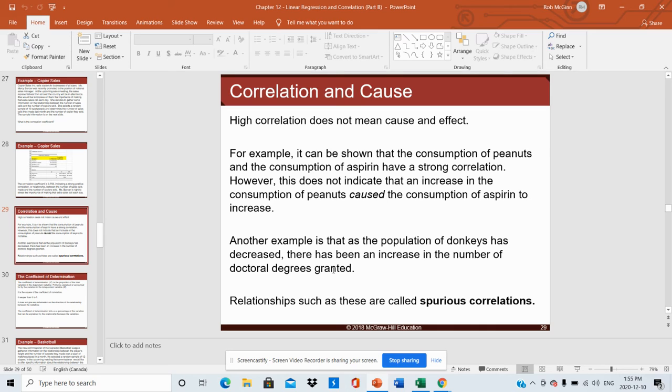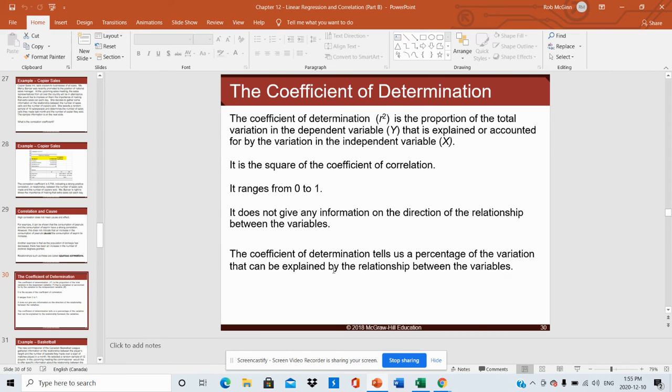So, one thing that can help us here and help us see the causality between the two variables is going to be our coefficient of determination. The coefficient of determination, r squared, is the proportion of the total variation in the dependent variable y that is explained or accounted for by the variation in the independent variable x. It is the square of the coefficient of correlation, so it will always be positive. So its values are going to range between 0 and 1.